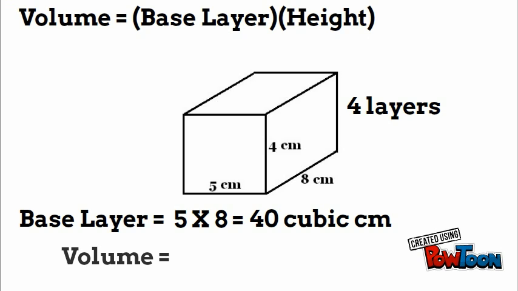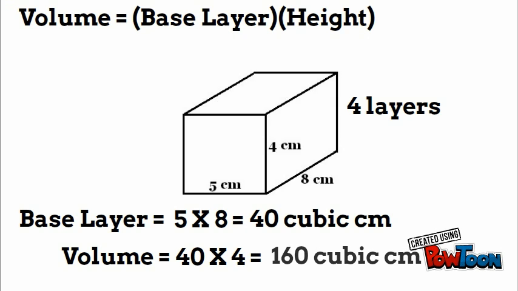So to find my volume, I'm going to multiply the number of cubes in my base layer times the total number of layers, which is 4. So 40 times 4 gives me 160 cubic centimeters. So we would say our volume of this prism is 160 cubic centimeters.